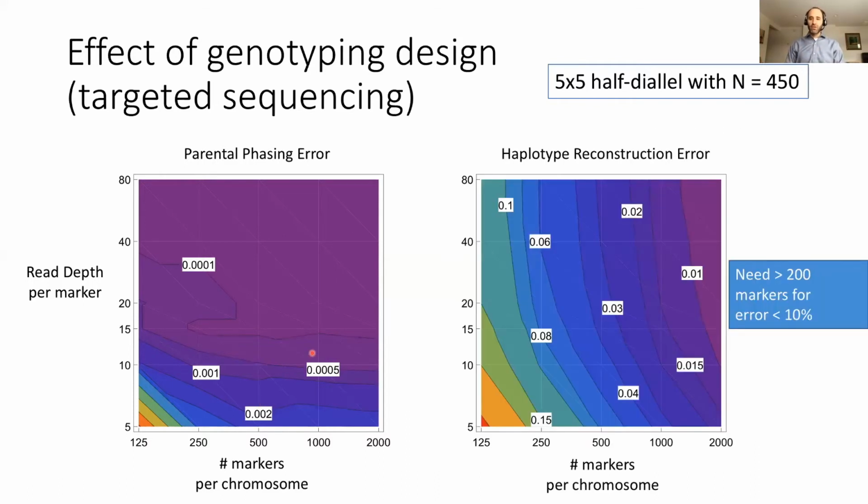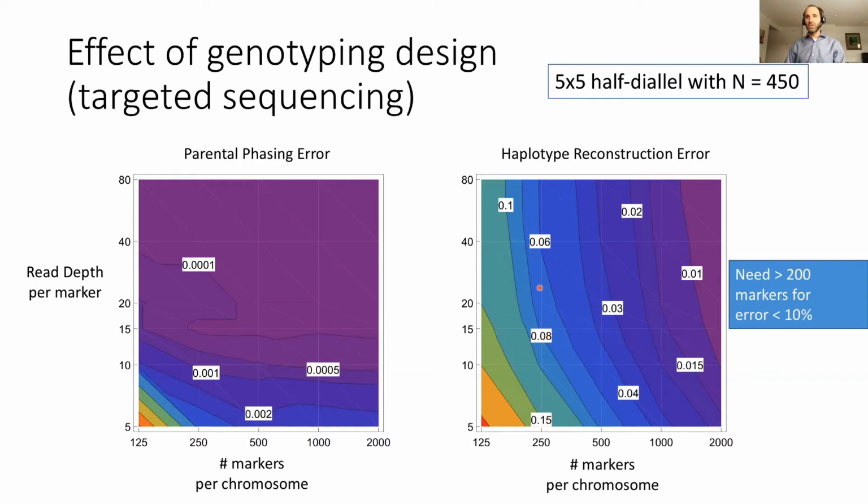The issue is, what about the error of reconstructing the haplotypes in the progeny? And this is where it becomes a bit more critical to think about the design of your assay. So a couple of things to note here. Let's imagine first that you're looking in the vertical direction. If you had 250 markers per chromosome and you increase your read depth per marker, initially, as you go from say 5 reads up to about 20, you see some benefit, with the reconstruction error going down, say from 0.15 to 0.08.